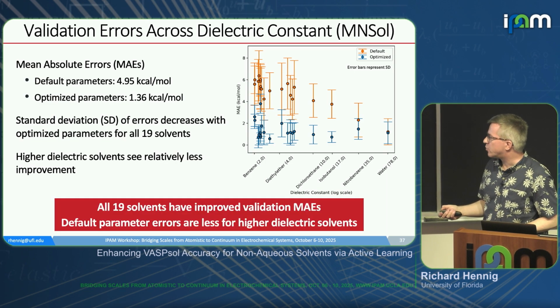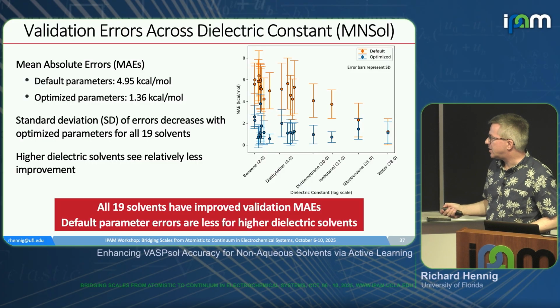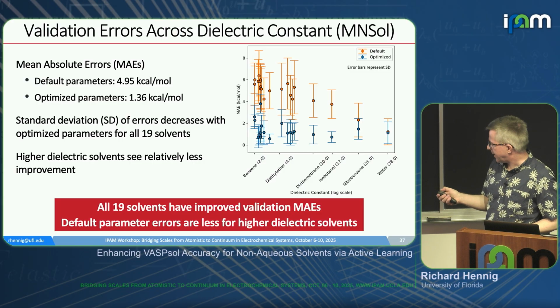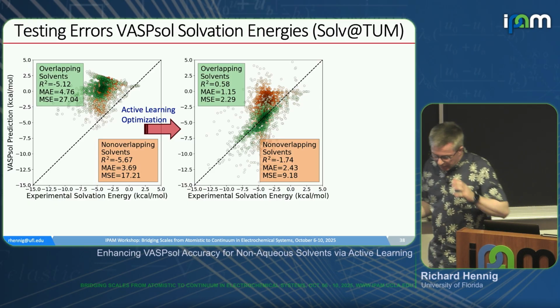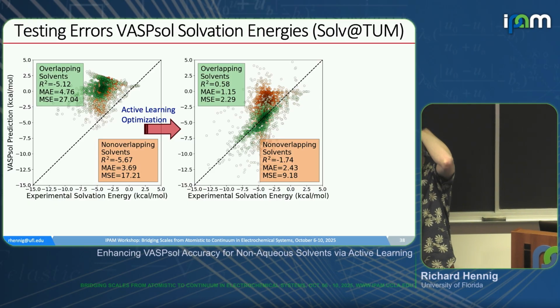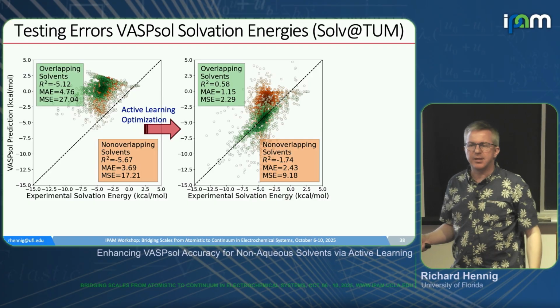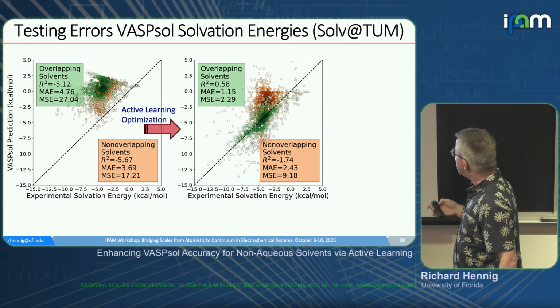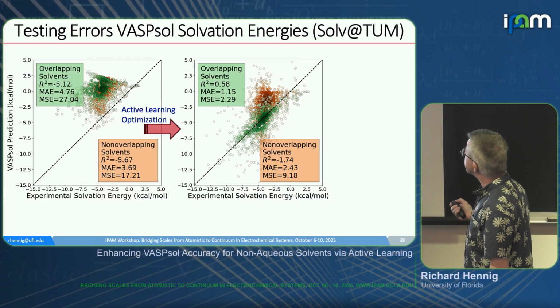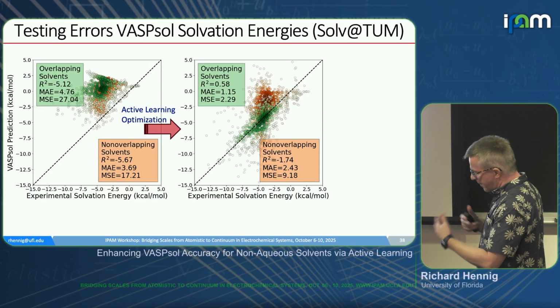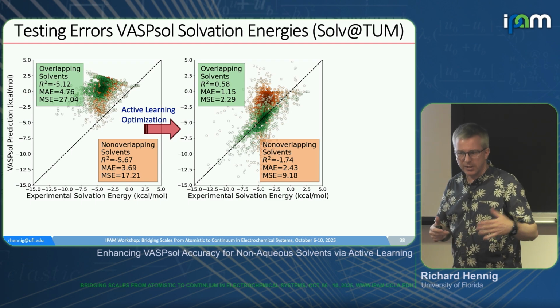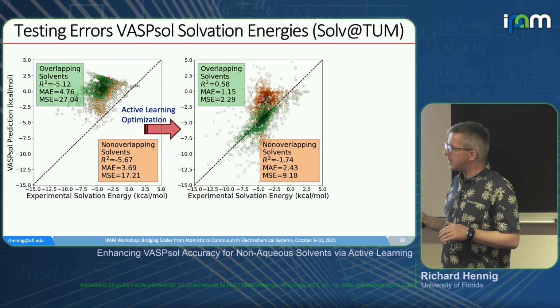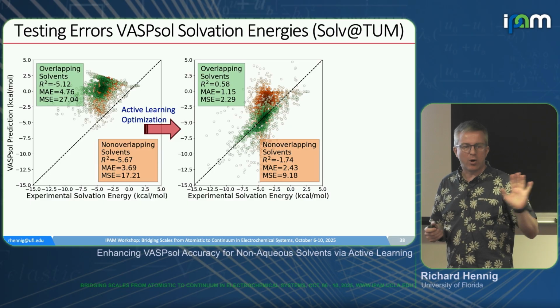So all 19 solvents have improved validation MAEs, and with the default parameters, the errors are much less the higher the dielectric constant also is still. But as I told you, we hadn't actually left out a completely independent data set in that work. So we needed a data set which had new solvents never seen. And so the Solv-TUM set was ideal for that because not only did it have mixtures we didn't include in our original test, even more important, it had solvents that the model has never seen.